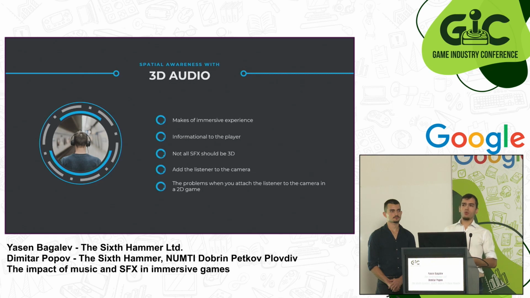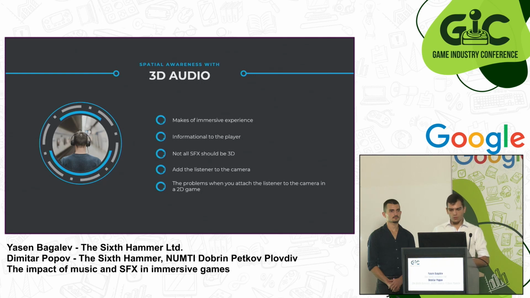Keep in mind that not all sound effects should be 3D, so you have the menu sounds or some indication sounds like you're low on ammo or low on health. These obviously shouldn't be 3D. This is done pretty easily. You just attach the sound listener to the camera, and as the camera moves around the game, the sounds are moving as well.